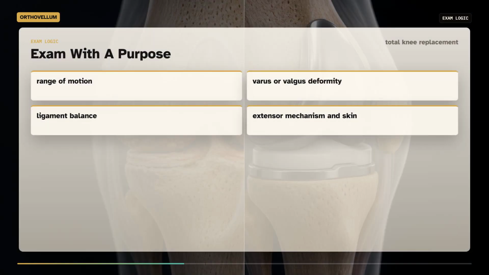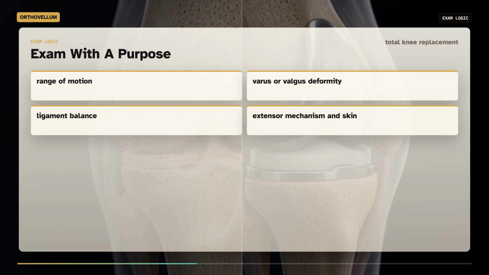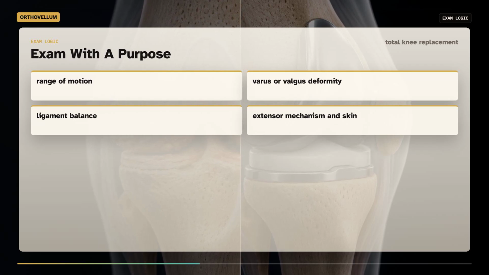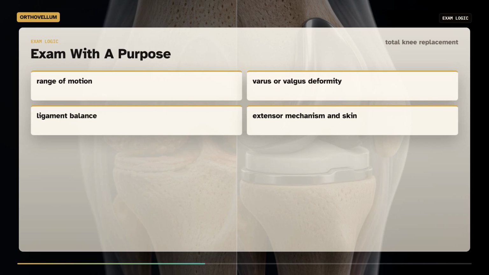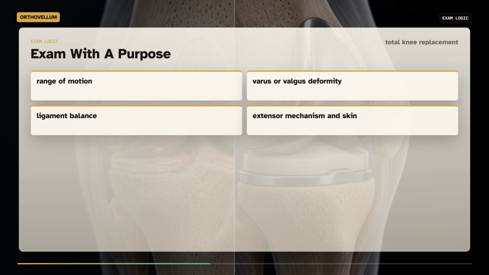The exam should not be random. For this topic, deliberately check range of motion, varus or valgus deformity, ligament balance, extensor mechanism, and skin. A good exam separates pain from weakness, stiffness from fear, and joint disease from referred pain. For patients, the important idea is that touching one sore spot is not the same as understanding the whole problem. For residents, every test should answer a question that changes management. If a test is painful but does not change your plan, it is theater, not medicine. Good examination is selective and kind.